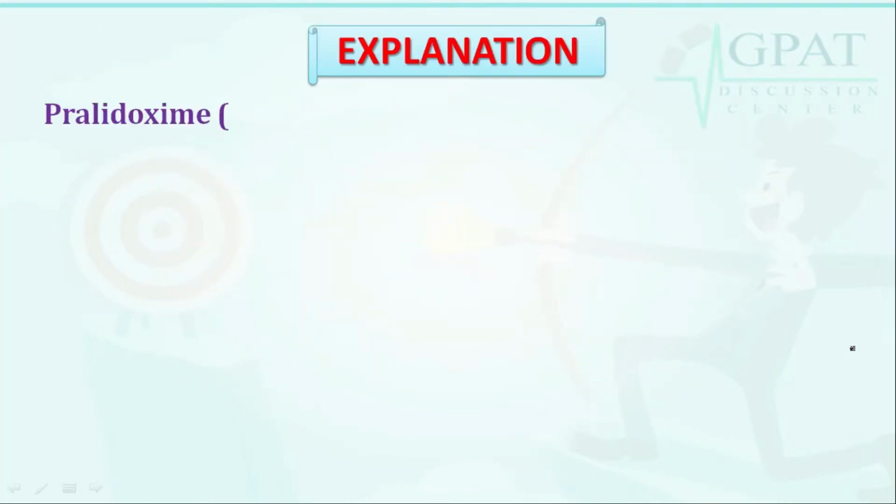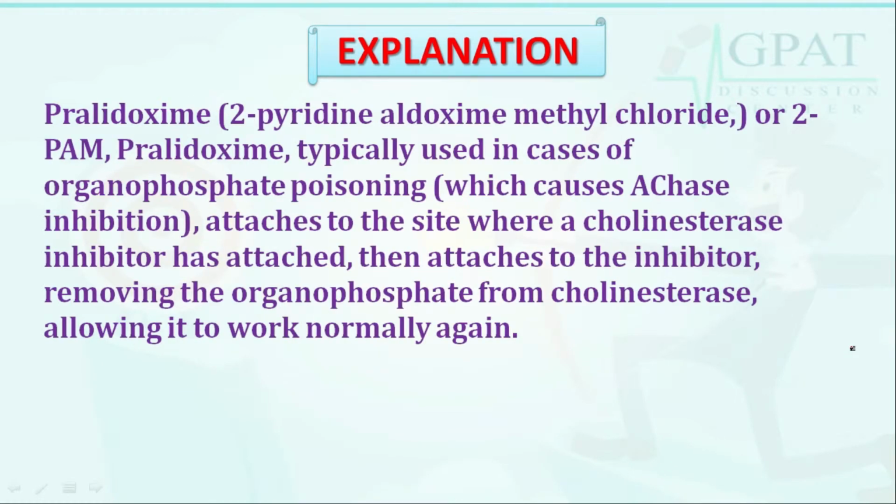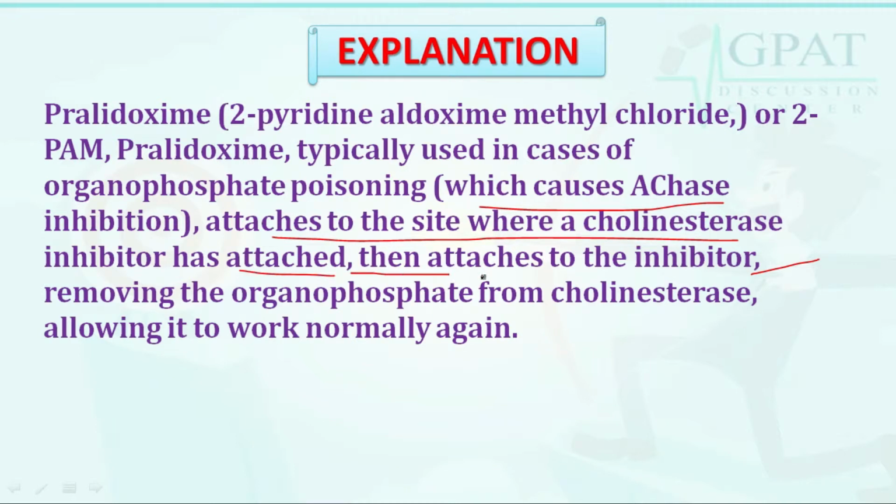Let's discuss with the help of explanation that pralidoxime, that is 2-pyridine aldoxime methyl chloride, or 2-PAM, is typically used in cases of organophosphate poisoning, which causes acetylcholinesterase inhibition. It attaches to the site where the cholinesterase inhibitor has attached, then attaches to the inhibitor, removing the organophosphates from cholinesterase, allowing it to work normally again. So the correct answer is 2-PAM.